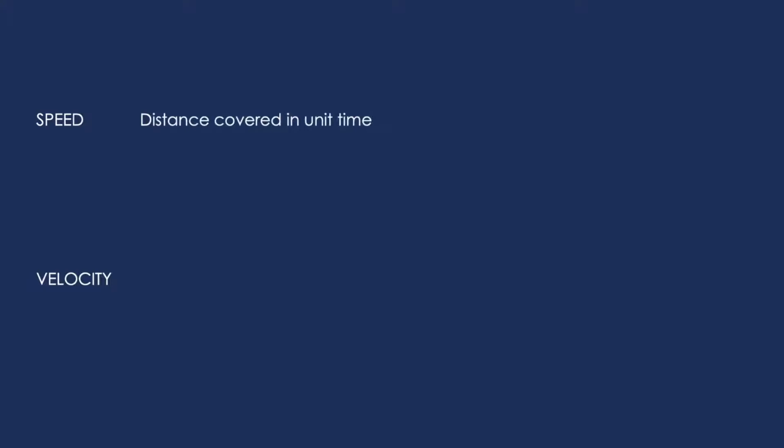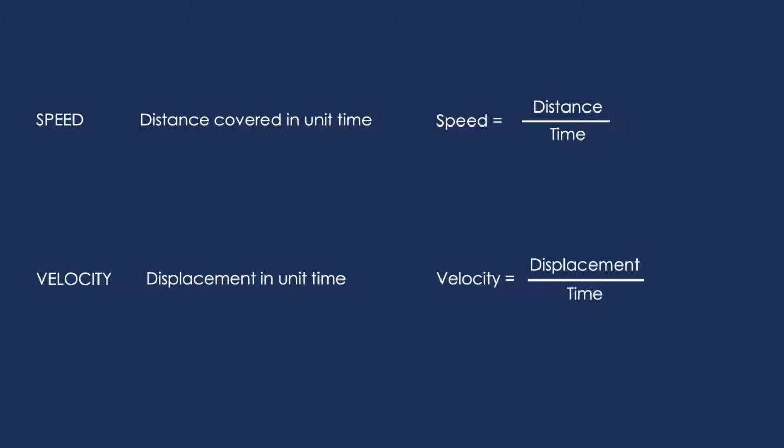Speed is a measure of distance covered in unit time, whereas velocity is a measure of displacement in unit time. And therefore, speed would be equal to distance upon time, whereas velocity would be equal to displacement upon time. Now, since distance and displacement are both measured in meters, the SI unit of both speed and velocity would be meter per second. Now let's understand both these quantities, speed and velocity, using some examples.